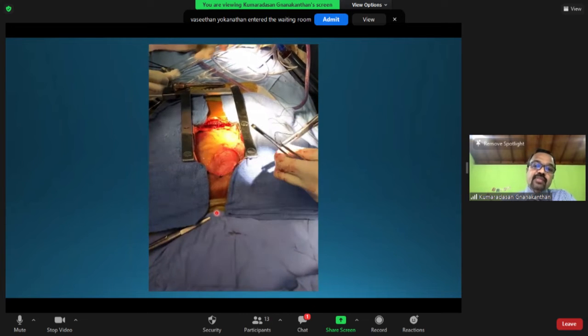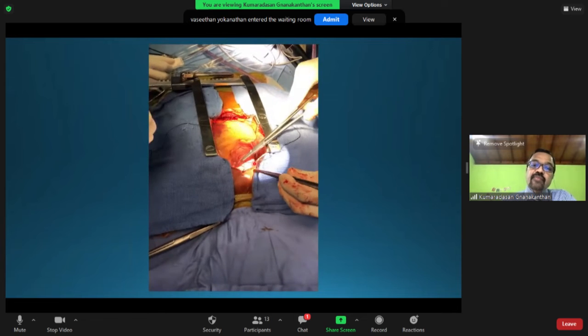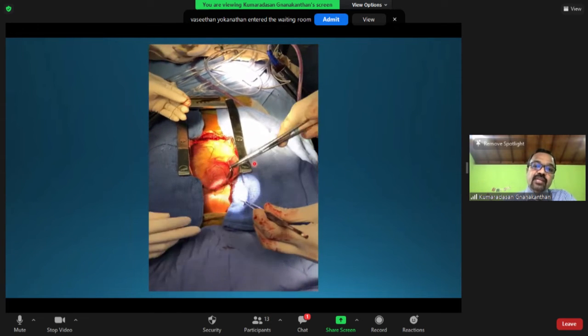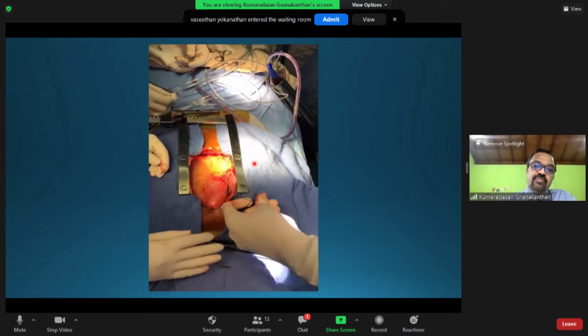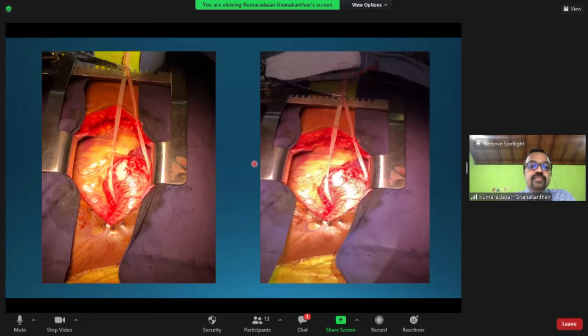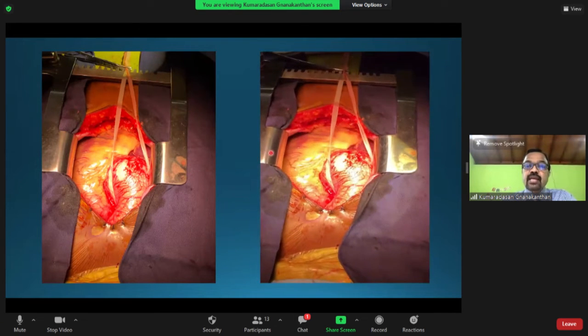Here, these are the things I mentioned, that the pericardial reflections are being sutured to the skin edges, so that we make sure we don't get any blood spilled into the surgical field. So it keeps the surgical field clean and nice. These are some of the pictures which I can show you.